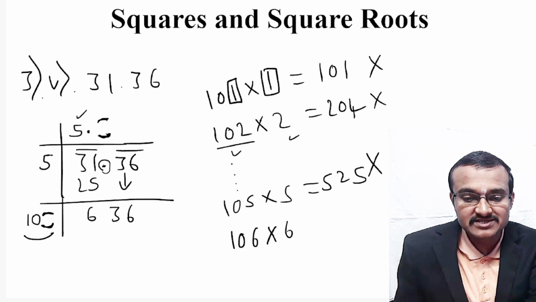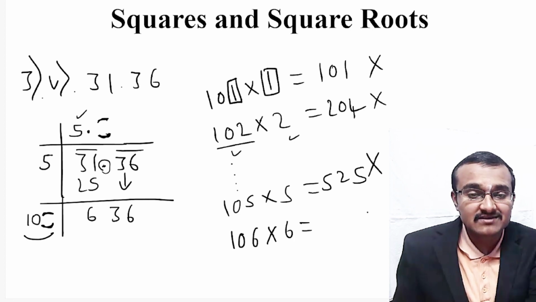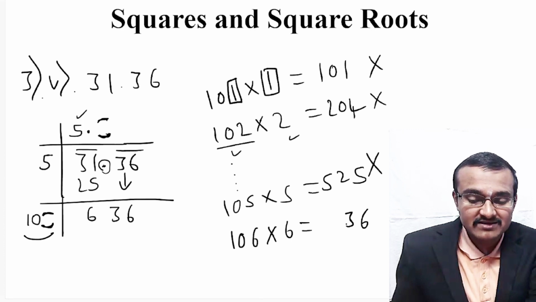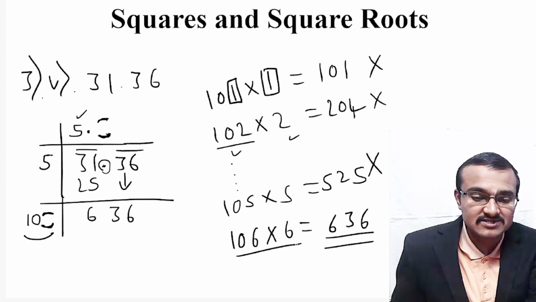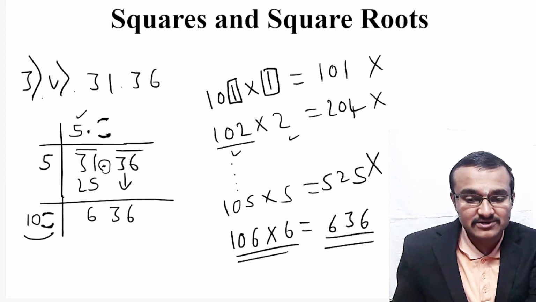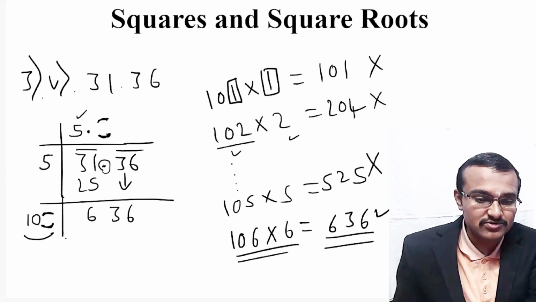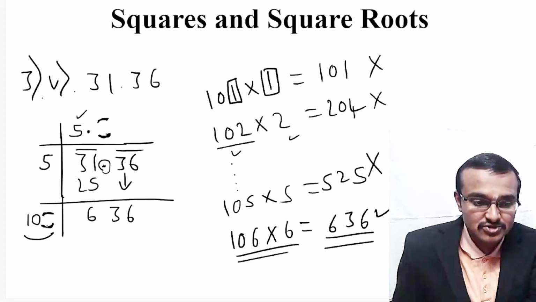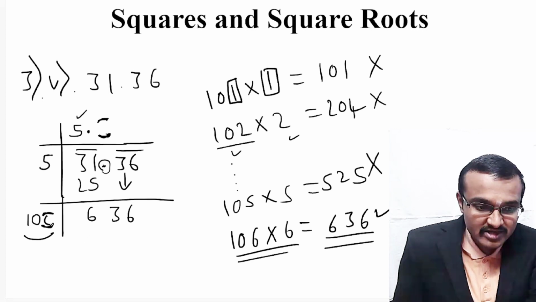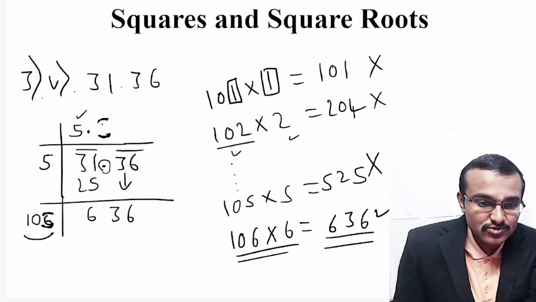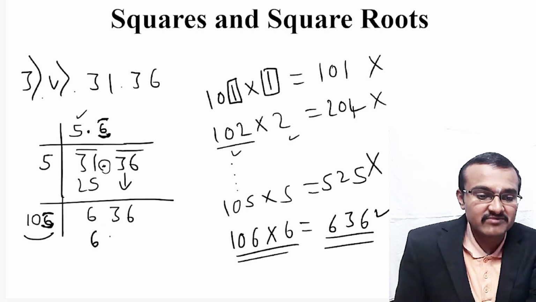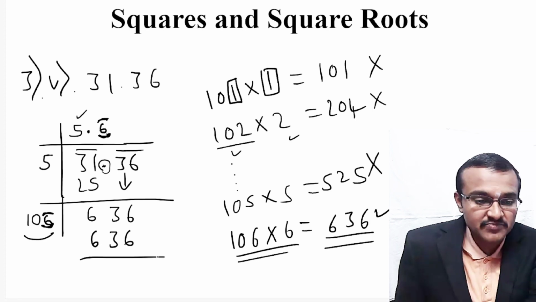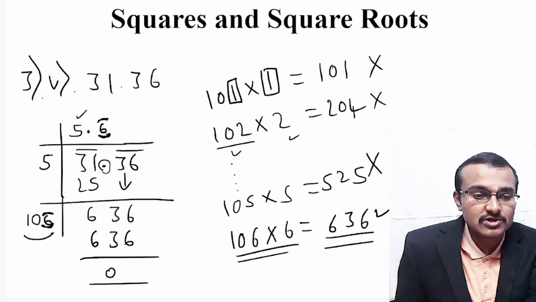So if you take 106 into 6, then it will be 6 6s are 36. 6 zeros are 0. 0 plus 3 will be 3. So 6 1s are 6. So you are getting 636 when you do 106 into 6. So that is actually equal to this particular 636. So if you put 6 here, it will become 106 into 6 will be 636. So when you subtract this, you will get 0.